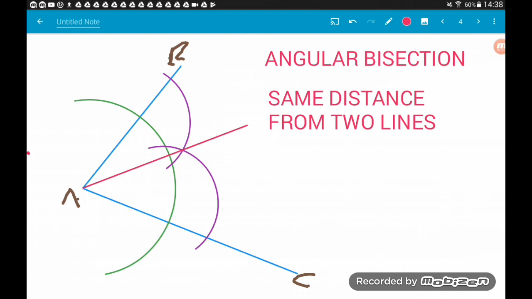Anywhere above is closer to AB. Anywhere below is closer to AC.